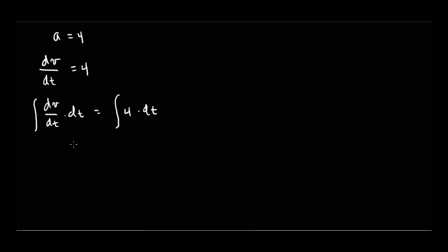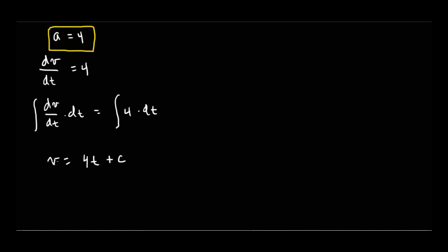And what do we have on the left side? Well, this is just v. So I've got v equals, and what is going on the right side? Well, it's going to be 4t. And then we've got to add plus c, this constant that comes in. Let's just remember, that's our starting point: a equals 4. And now we've got this equation that will allow us to find the velocity at any time t, as long as we know what c is. We need to know what c is, otherwise we can't figure out the velocity at time t.